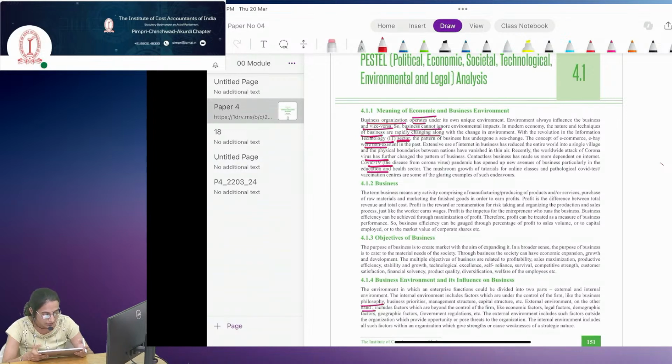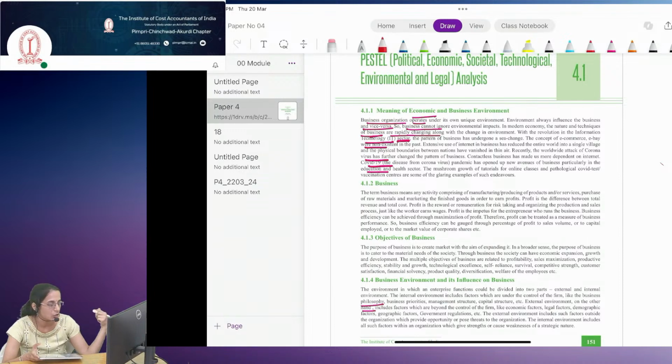Contactless business has made us more dependent on the internet. COVID-19, the disease from the coronavirus pandemic, has opened up new avenues of business, particularly in the education and health sectors. See, for the health sector, it was a major revolution. People started buying health insurance after corona, right, Sheila? They became more conscious about their health. Health insurance and life insurance policies were sold much more. Yes, ma'am. So changes keep coming as per the situation.